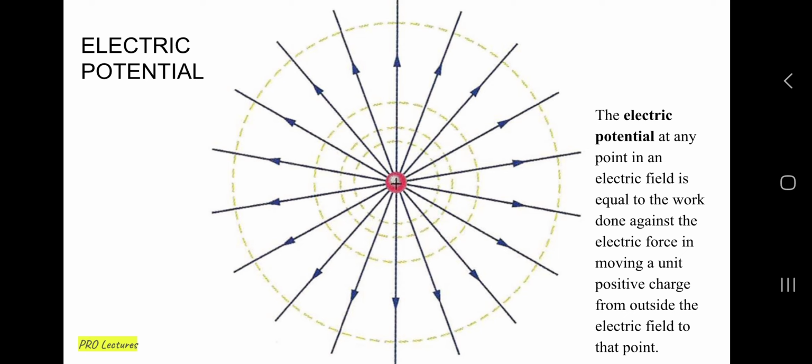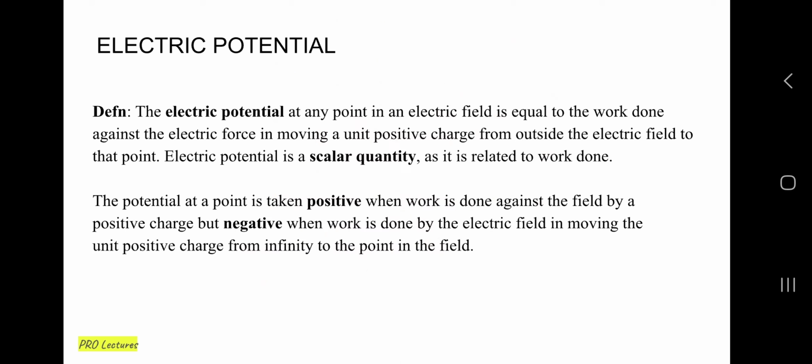Here is the formal definition. The electric potential at any point in an electric field is equal to the work done against the electric force in moving a unit positive charge from outside the electric field to that point. It's important to remember that electric potential is a scalar quantity as it's related to the amount of work done, not the direction of the field.